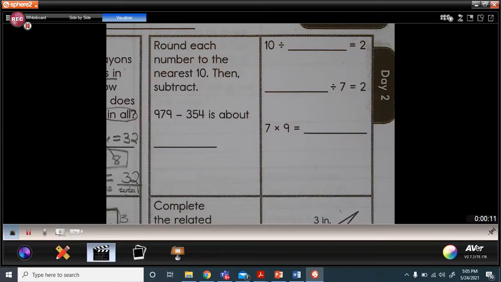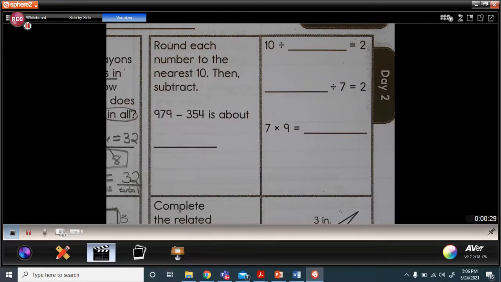We're on week 34, day 2, and it's Tuesday. So let's go ahead and start warming up with some problems for our day today. And these again are all review problems, so these should be fairly easy for you to do at this point in time in the school year.